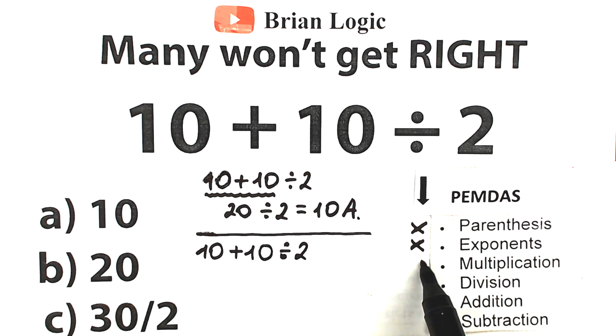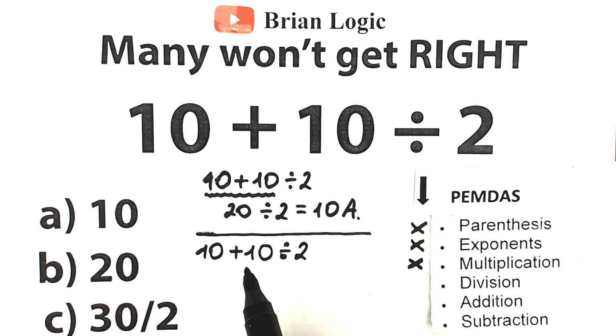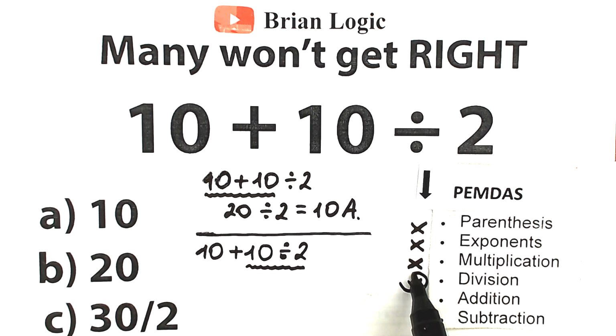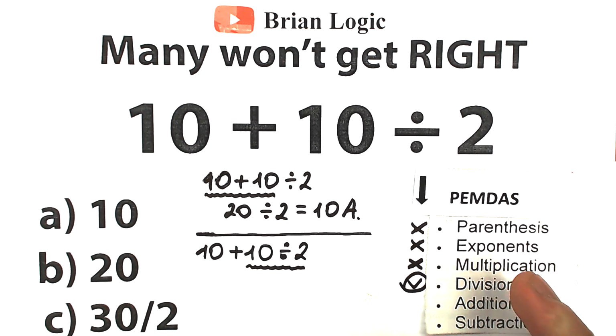So we don't have a multiplication sign, which is really good. And then we have the division part. Okay, we have this division sign right here, but we apply this division sign only to this 10, not to 10 plus 10, 20, not like that. So right here we have this division part.